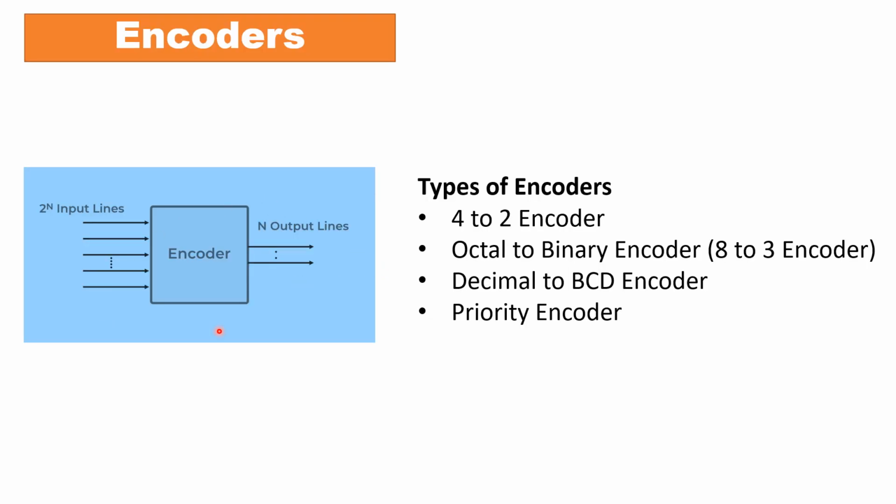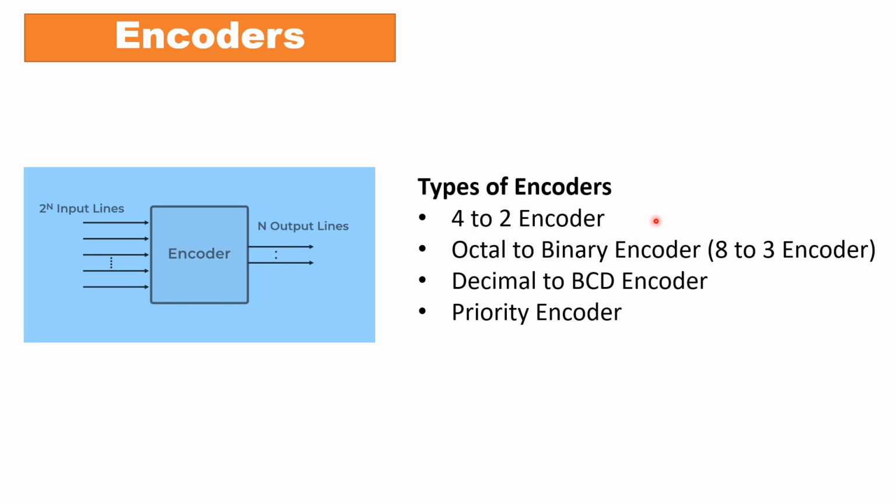An encoder is a combinational circuit that performs the opposite function of a decoder. It takes multiple input lines and encodes them into a smaller number of output lines, usually producing a binary code. Encoders are useful in applications where inputs need to be represented in a more compact form, such as reducing the number of data lines required for transmission or storage.